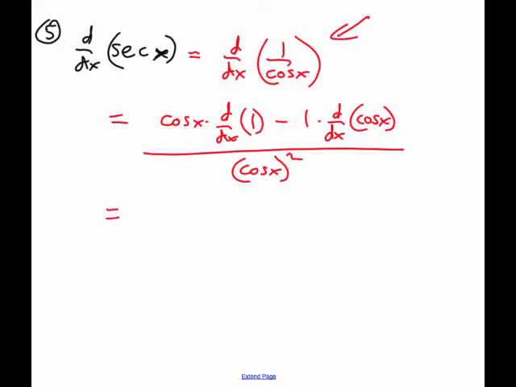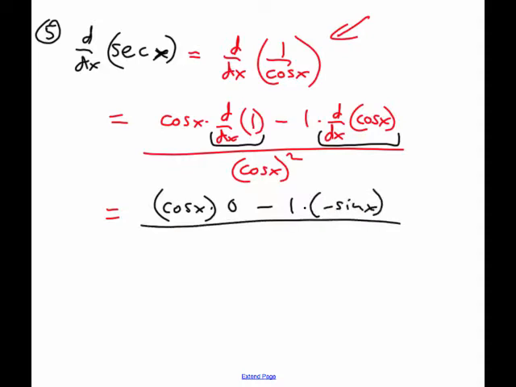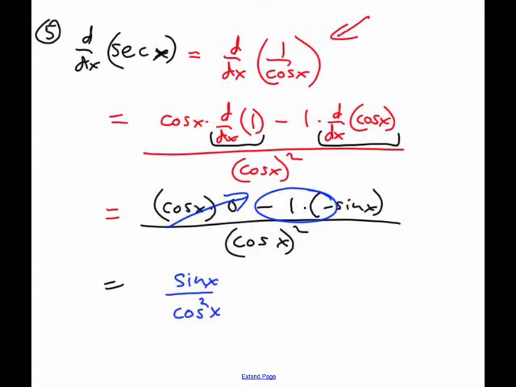Okay, let's simplify this. The derivative of a constant, the derivative of 1, is 0. So that's cosine x times 0, which is going to be nothing. Minus 1 times the derivative of cosine, which we know is negative sine, previously proven, all over cosine x squared. So 0 times cosine is nothing. Two negatives become positive. And we have cosine squared x.